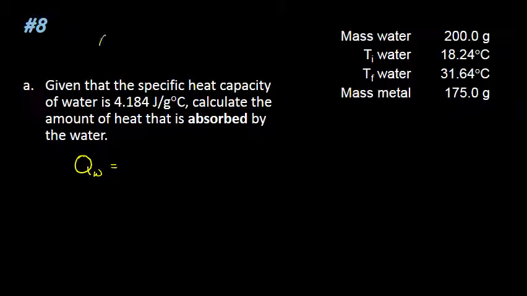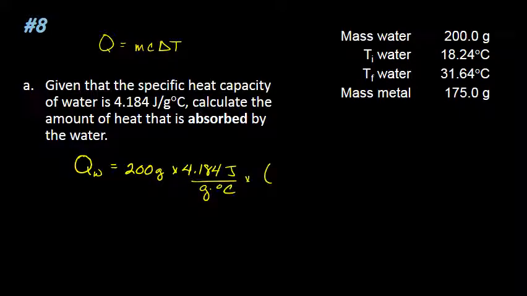You should always write this down: Q equals mc delta T. The mass of the water is 200 grams times the specific heat of water multiplied by the change in temperature of the water. And just for sig fig purposes, I went ahead and subtracted these two to let me know that I end up with 13.4, which is 3 sig figs. The 200.0 is more than that, so we're going to need 3 sig figs in our final answer.